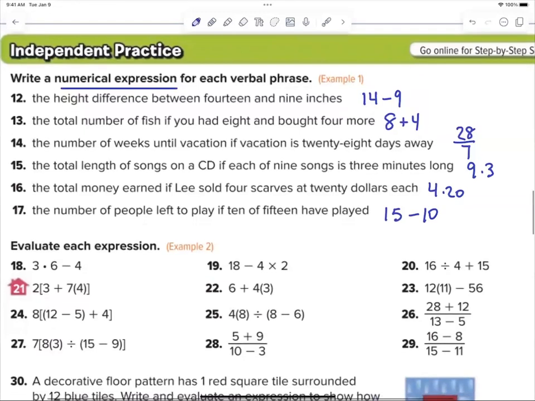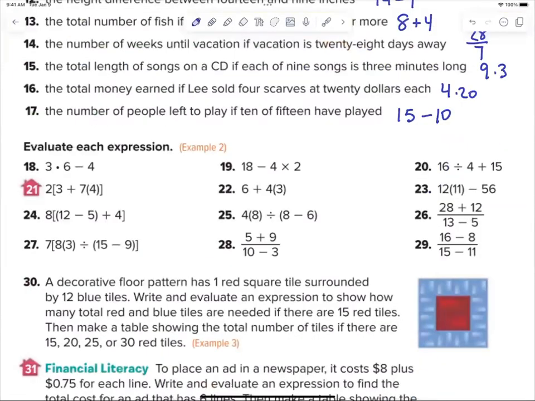All right, Luca, tell me about number 18. All right, so PEMDAS, we have to do left to right, so the multiplication first, 3 times 6, 18 minus 4, 14. You are amazing. 14 is accurate. Chase, tell me about 19. 15 is 2 times 1, which is 8. 18 minus 8, 10. I'm happy with you on that.